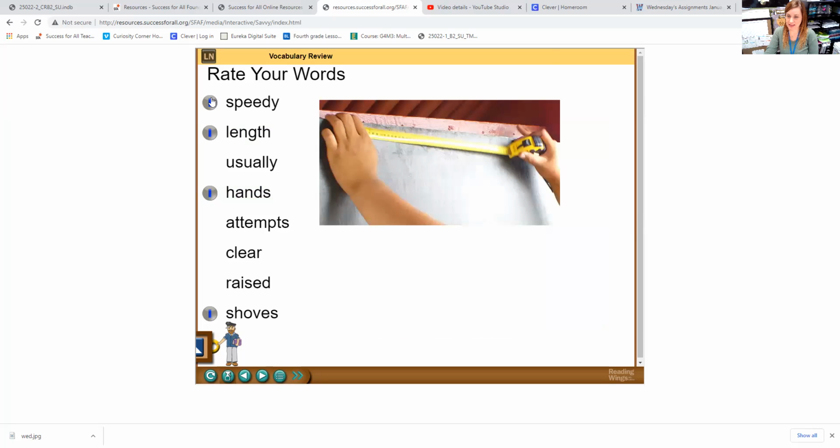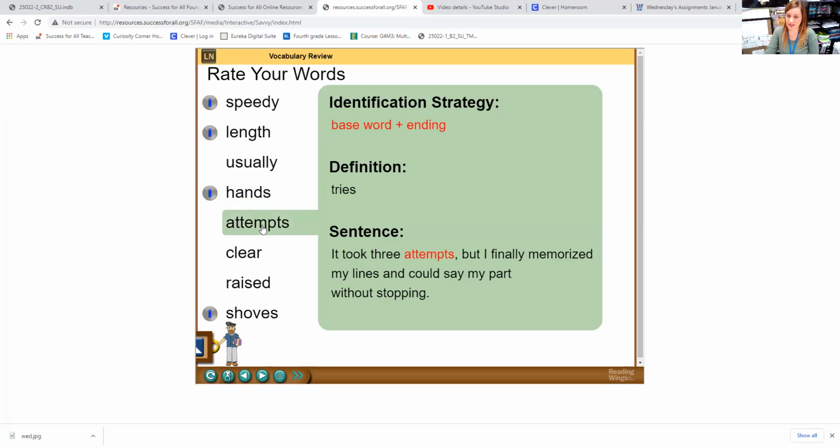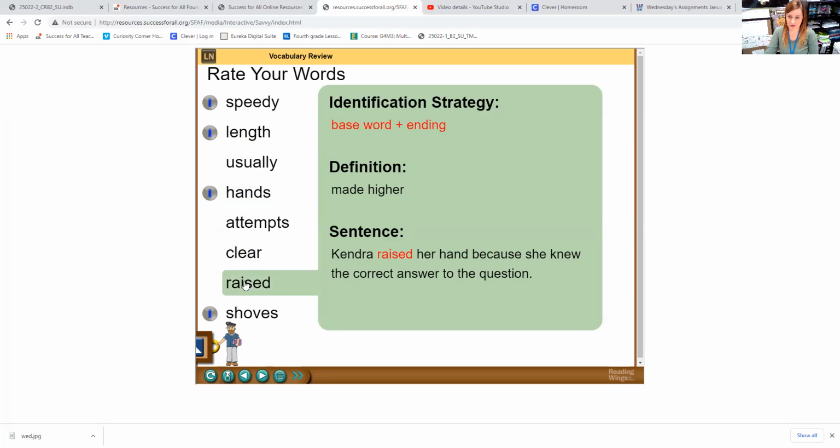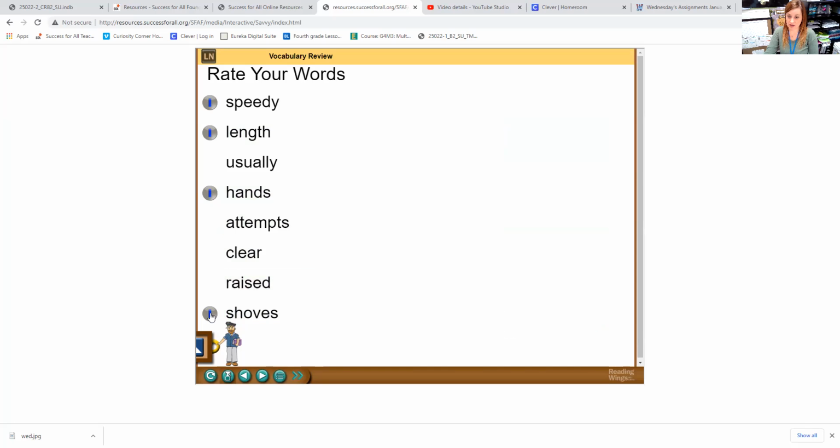I should have showed you length and speedy. Okay, attempts means tries. Clear means to go over or get past. Raised means made higher. Shoves means pushes hard.